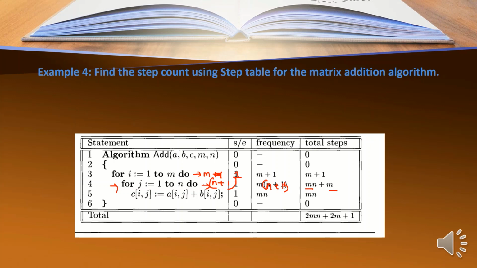Next, C of i, j. This is an assignment statement. I am going to consider it as 1. And how many times will this get executed? So n and m, mn times. So 1 into mn is mn. This is how I got mn. This is nothing but mn plus m. So 1 into mn plus m is mn plus m. So this is 1 into m plus 1. So in total it is going to execute 2mn plus 2m plus 1 times.